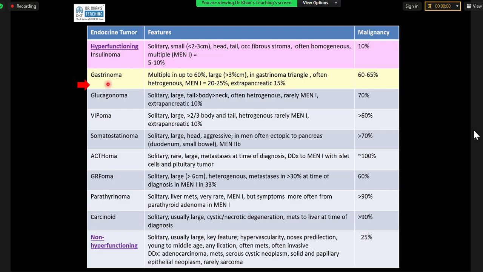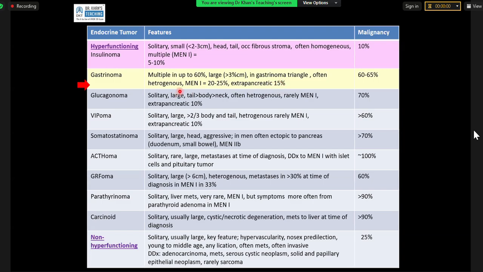Now, what kind of cases can come in the exam? If you know the basics, you can see what kind of cases can come. Gastrinomas are multiple in 60%. So once you pick up one, keep looking for a second or third or fourth. They can be large. They are in the gastrinoma triangle. Develop your eyes to look at the gastrinoma triangle. They can be extrapancreatic. How much? 15% of them.